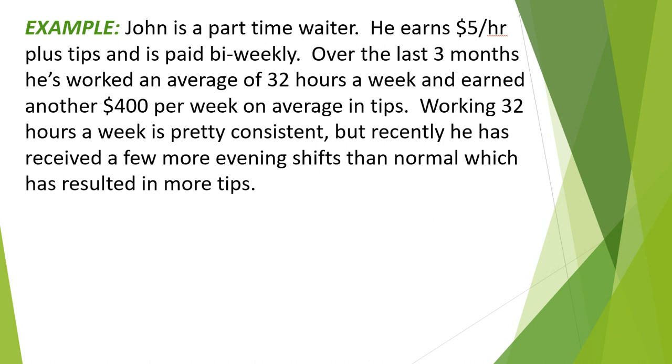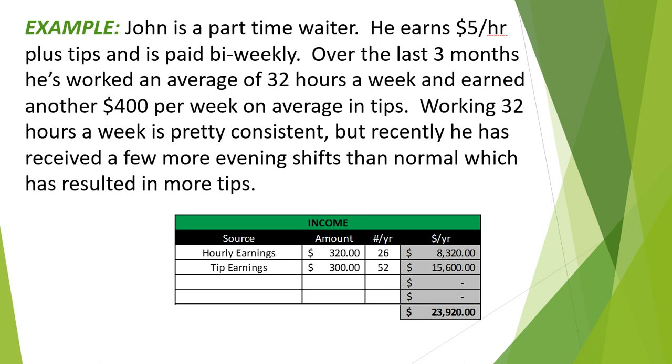Over the last 3 months, he's worked 32 hours and earned $400 a week in tips. Working 32 hours a week is consistent, but recently he's picked up some evening shifts that aren't quite so normal, so he's gotten more tips. So in this case, we take that $5 an hour times 32 hours, and we multiply it times 2, because he's paid every 2 weeks. So really we've got 64 hours times $5. We get $320, paid 26 times a year.